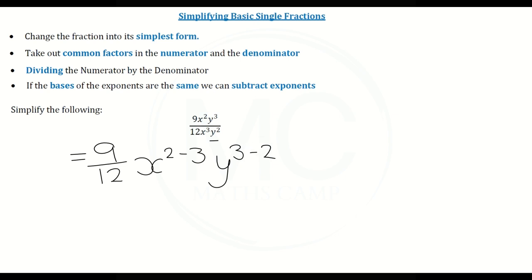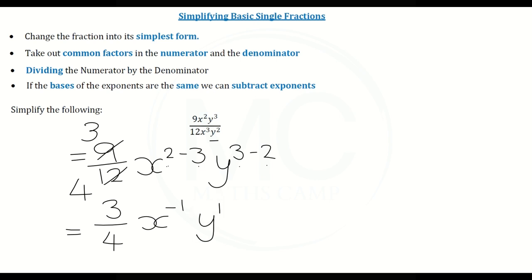9 and 12 are both divisible by 3. 9 divided by 3 leaves us with 3. And 12 divided by 3 leaves us with 4. So down here, I'm going to say 3 over 4. Now we have x to the power of 2 minus 3. 2 minus 3 is negative 1. So we have x to the power of negative 1. Y to the power of 3 minus 2, which gives us y to the power of 1.